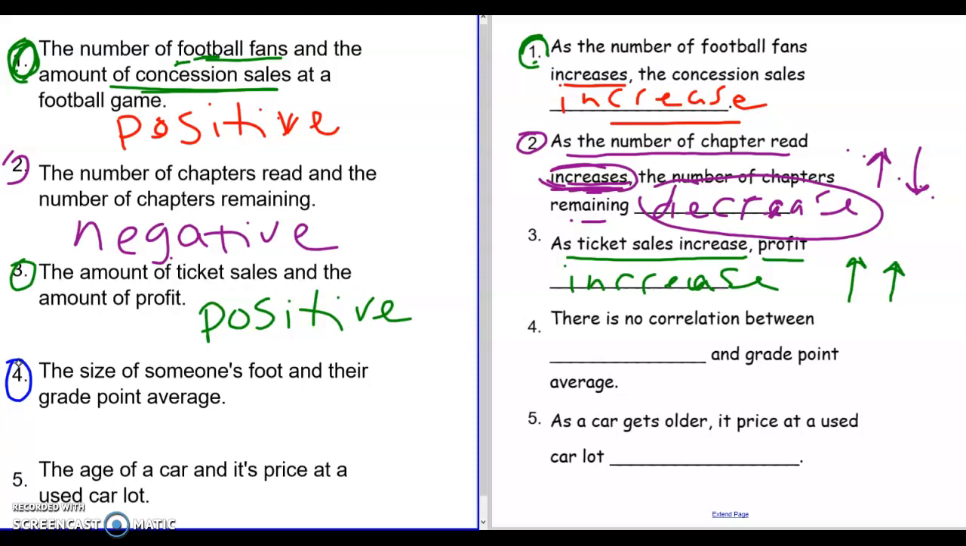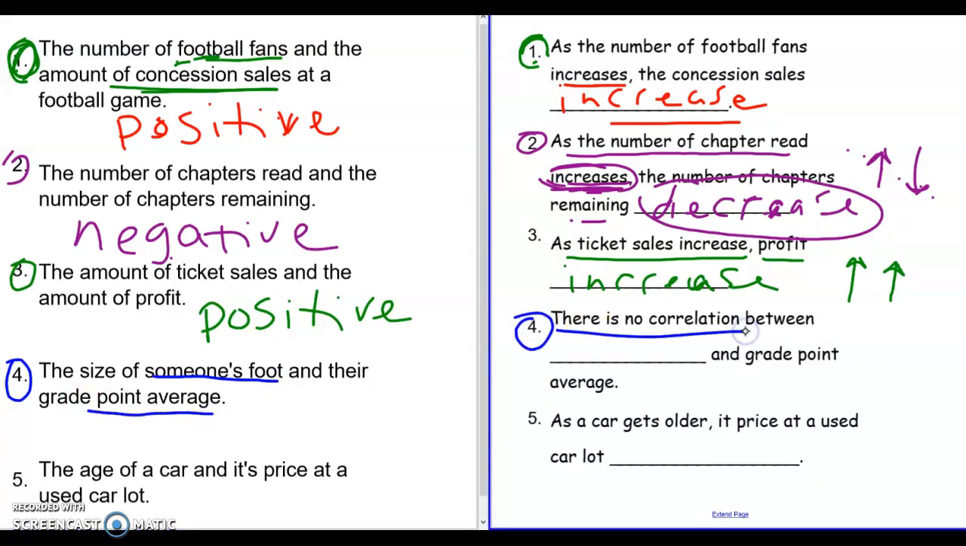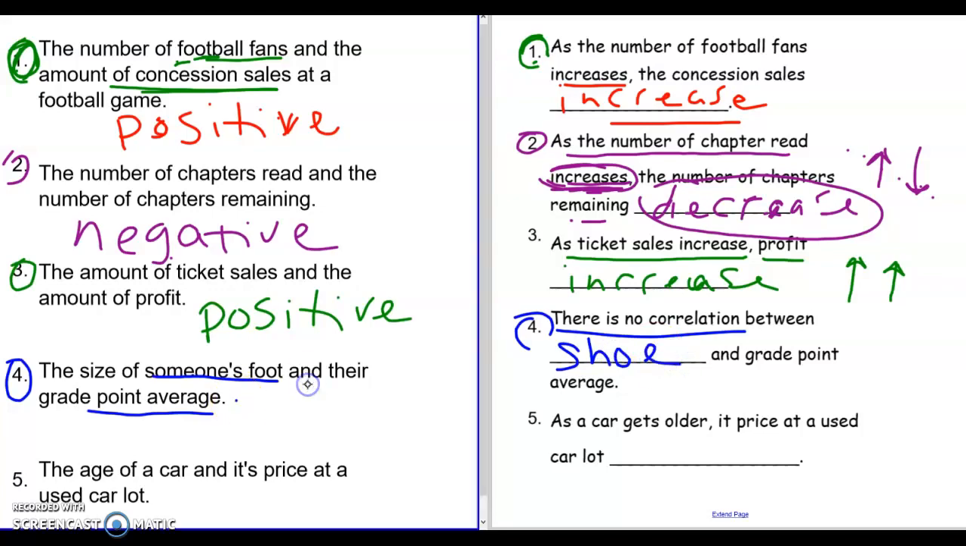Number 4, the size of someone's foot and their grade point average. This one, if you guys can think of a relationship between how big someone's foot is and how good of grades they get, you let me know, but there is no correlation between shoe size and grade point average. If this seems like a gibberish statement, then you say none, no correlation.